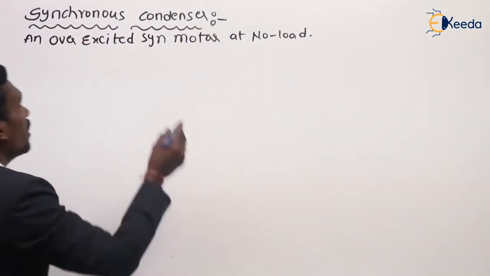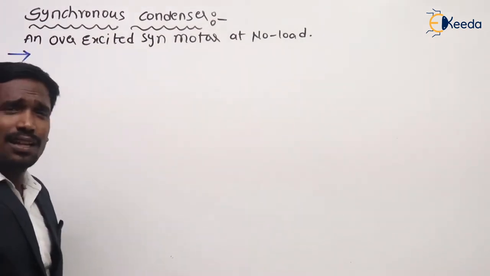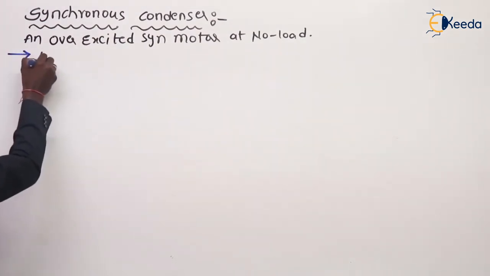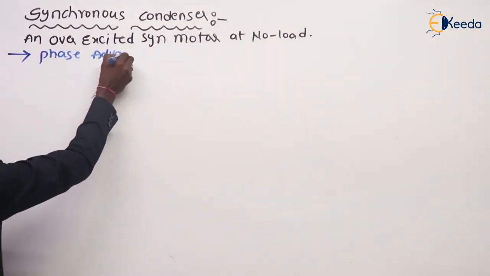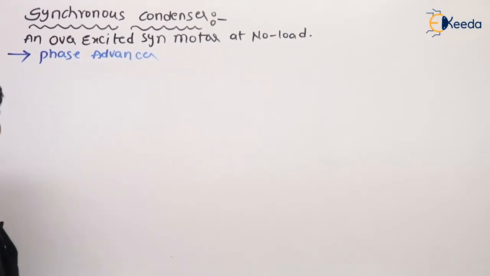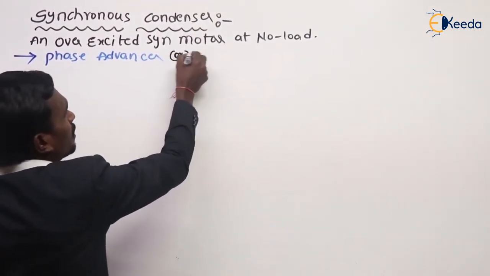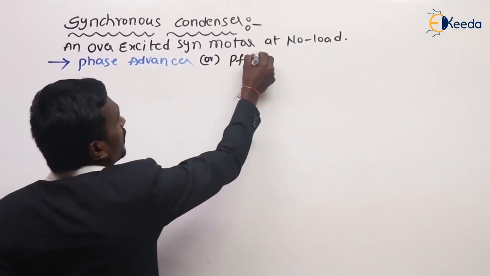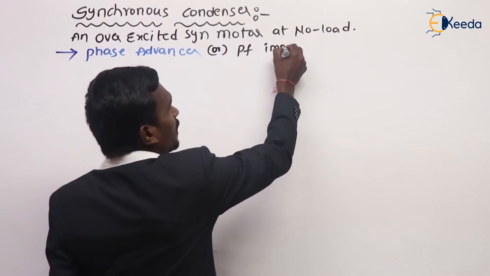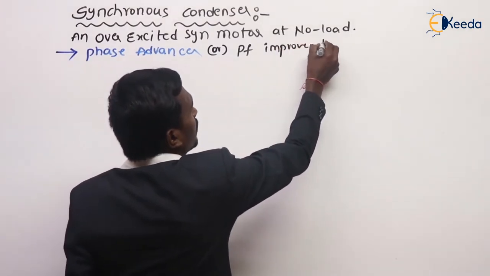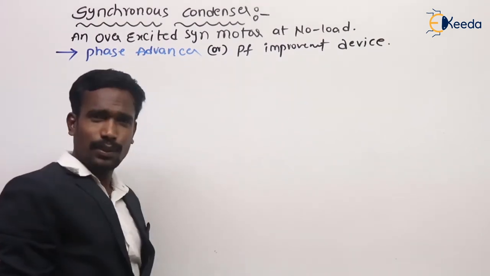So what is another name for the synchronous condenser? This synchronous condenser is also called a phase advancer. And it is also called a power factor improvement device.